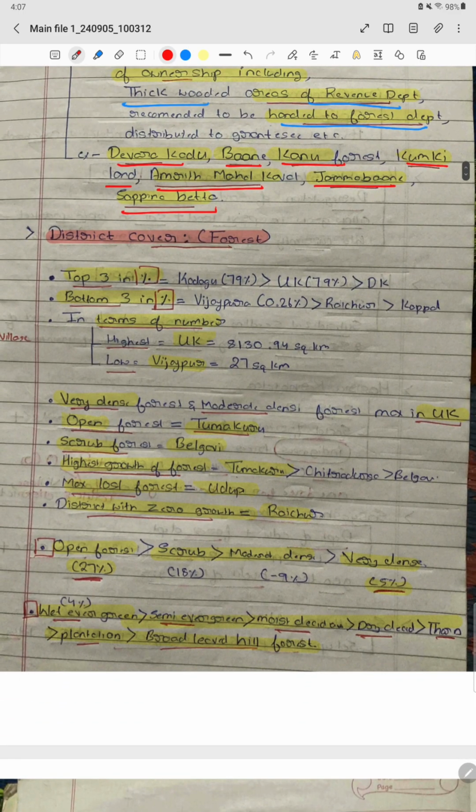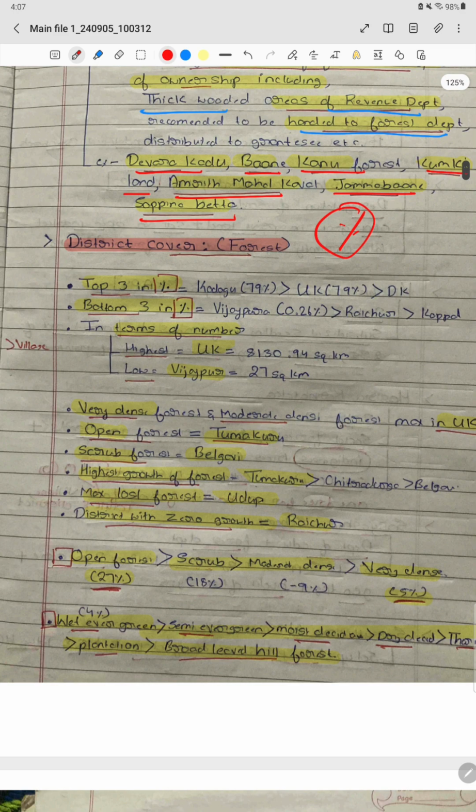Then we also have to know the facts on district-wise forest cover. Which are the top districts in terms of percentage, and which are the bottom districts. The top three in terms of percentage of district area under forest are Kodagu, Uttar Kannada, and Dakshin Kannada. They are nearly 79%. Kodagu and Uttar Kannada have nearly the same, but Kodagu has a slightly higher percentage in decimal value, so it is placed first.